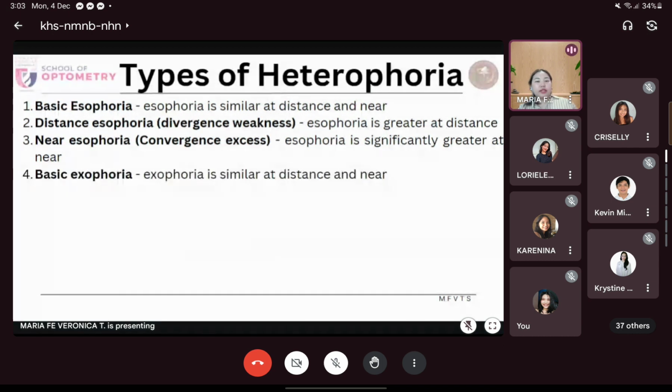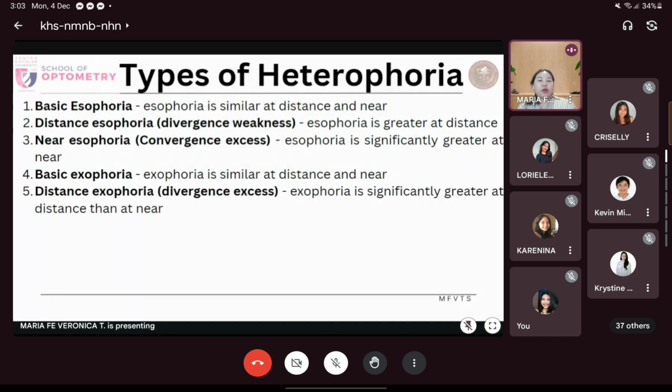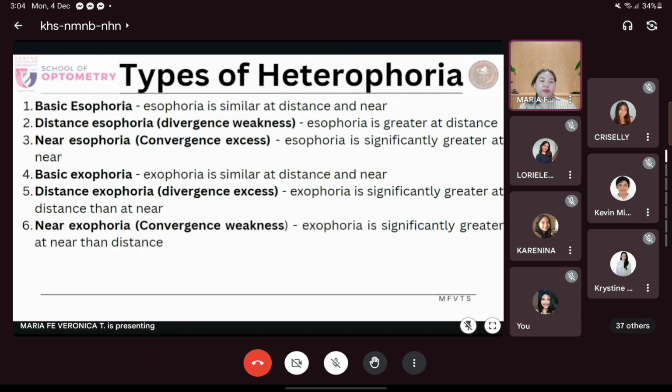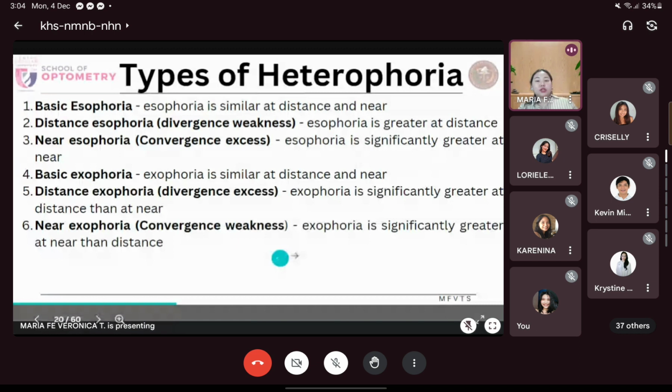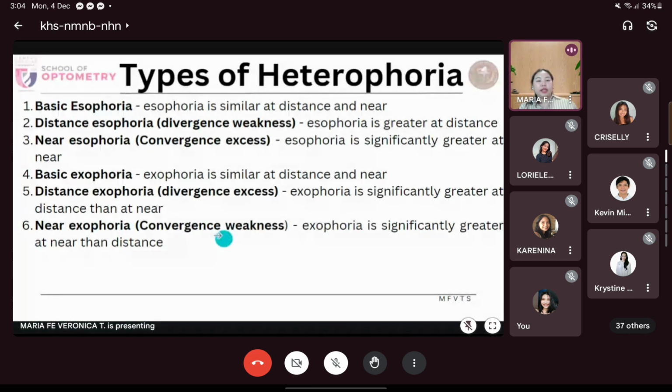If in case exophoria findings ka naman, then your value should be similar at distance and at near. That is basic exophoria. If in case yung exo mo is greater at distance than at near naman, then that is distance exophoria or divergence excess. If in case near exophoria naman, exo is significantly greater at near than at distance. So it can also be called a convergence weakness.